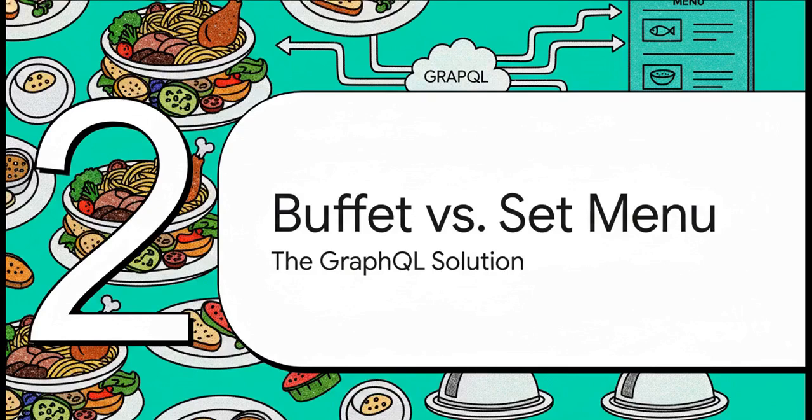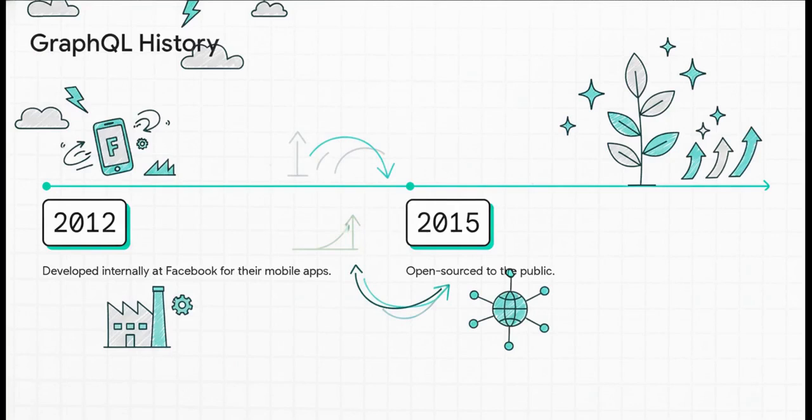So if REST is that rigid, you get what you're given set menu, GraphQL is the glorious all-you-can-eat buffet. You are in total control of what goes on your plate. And look, this isn't some brand new fly-by-night idea. This thing was actually born inside Facebook way back in 2012. They were trying to fix these exact problems for their mobile app, which had to be super fast and efficient. Then in 2015, they open sourced it, gave it to the world, and it has just taken off from there.